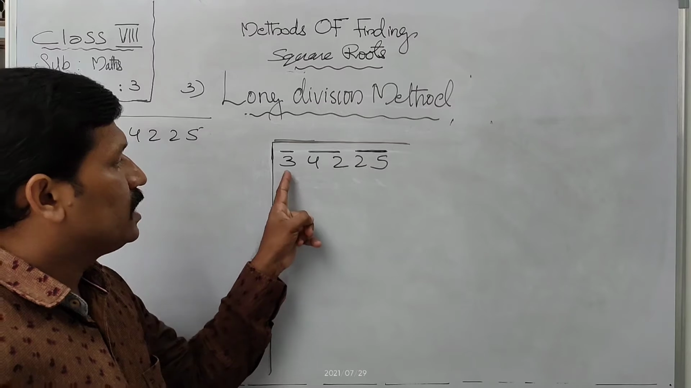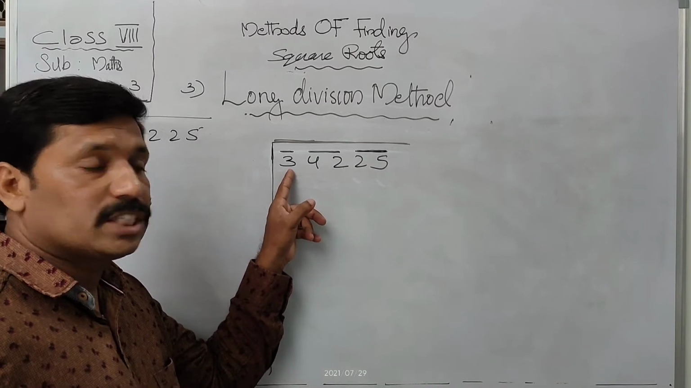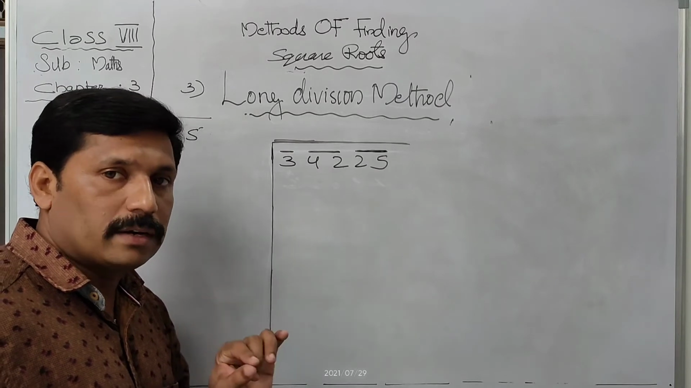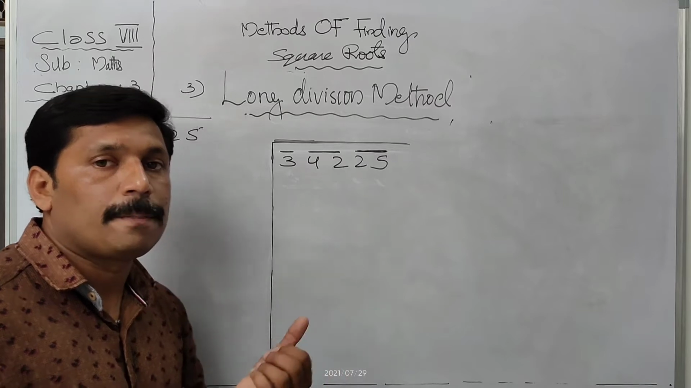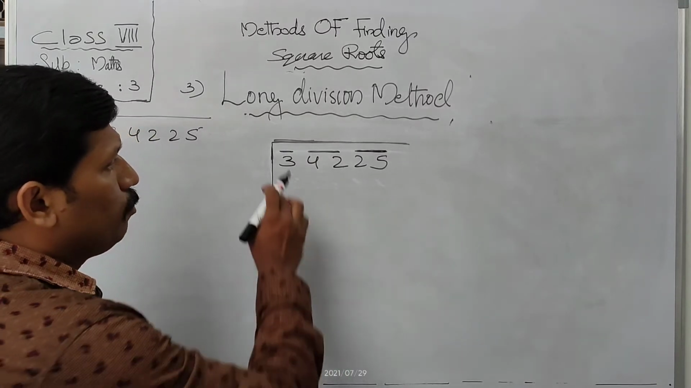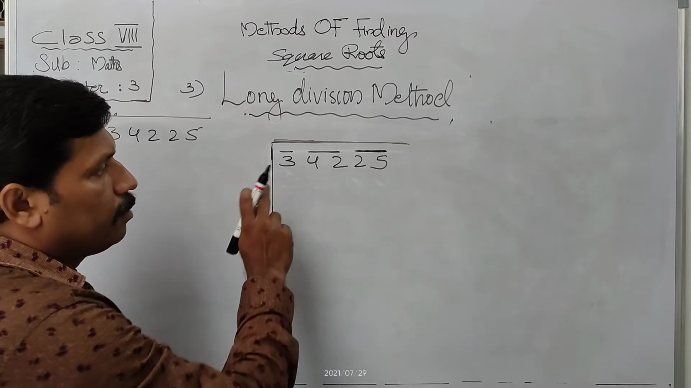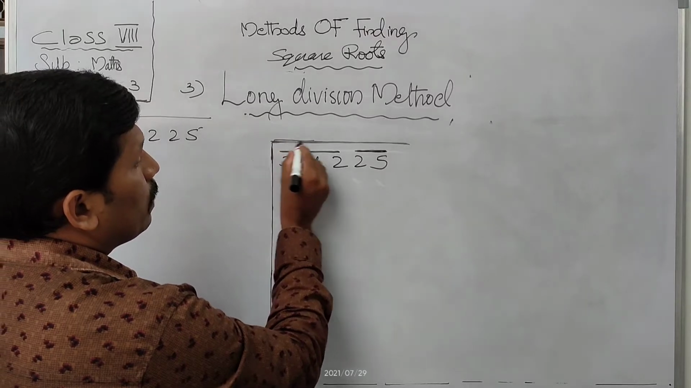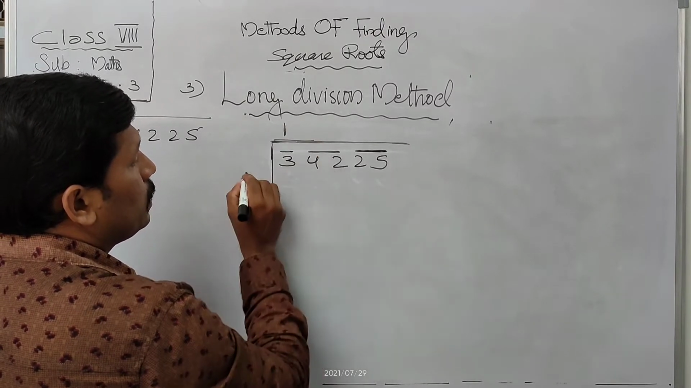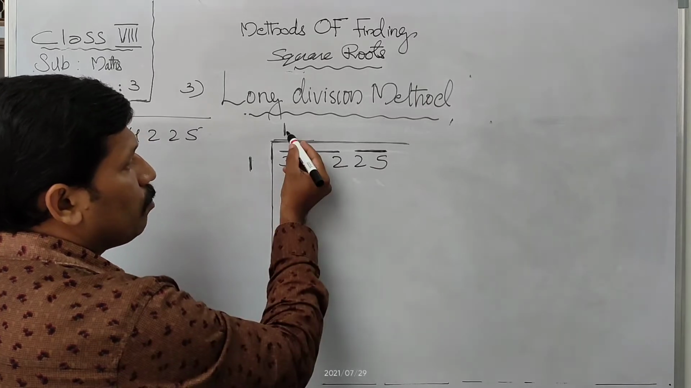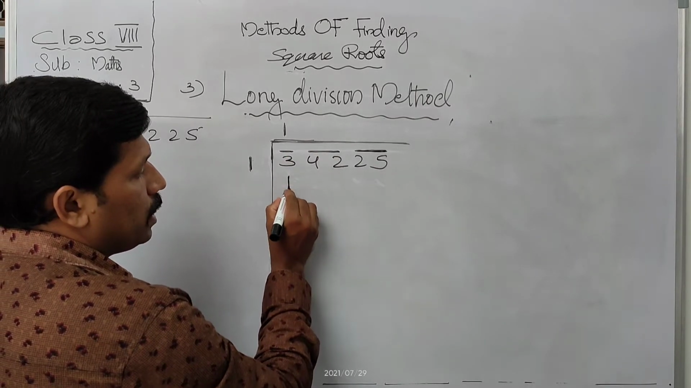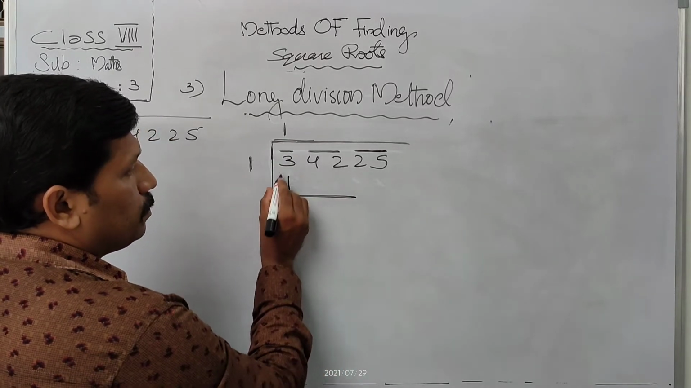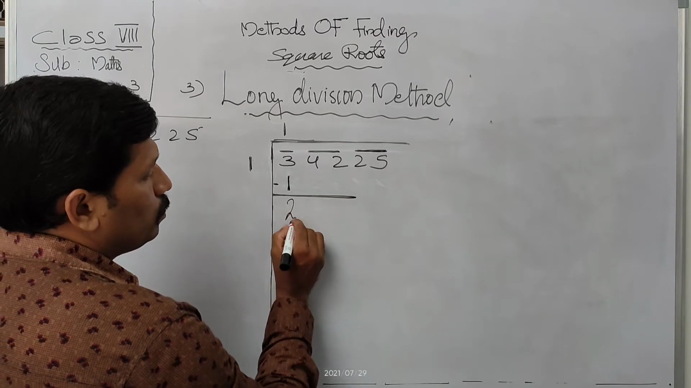We see which is the perfect square that is equal to or just before this 3. Just before 3 there is only one perfect square, that is 1. That is the square of 1. 1 ones are 1, 2 2s are, it will become 4. So 3 is less than 4. Therefore, the perfect square less than or equal to 3 is 1. That 1 we write in quotient part and also in divisor part. Then 1 one is 1, that we write under 3 after multiplication. Then we subtract, 3 minus 1 is equal to 2.